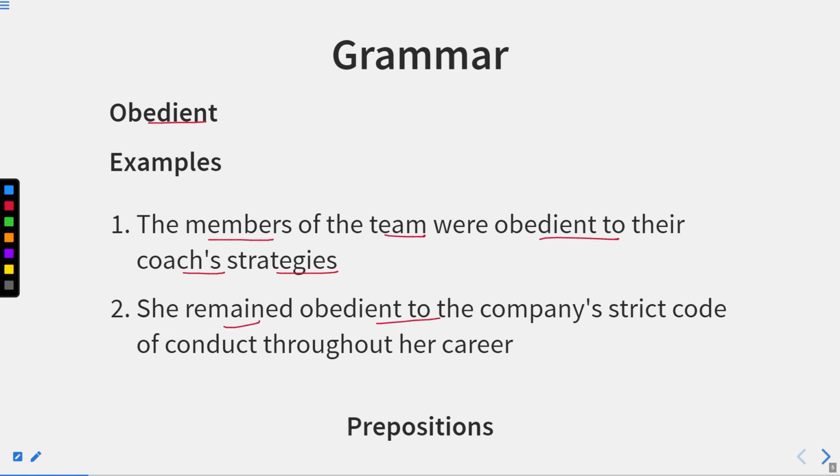She remained obedient to the company's strict code of conduct throughout the career. It means she was loyal to the company's strict code of conduct. She followed the strict code of conduct of the company very seriously. So she remained obedient to it. So she was obedient for her company. Now, this is the use of obedient plus to in a phrase in a sentence.